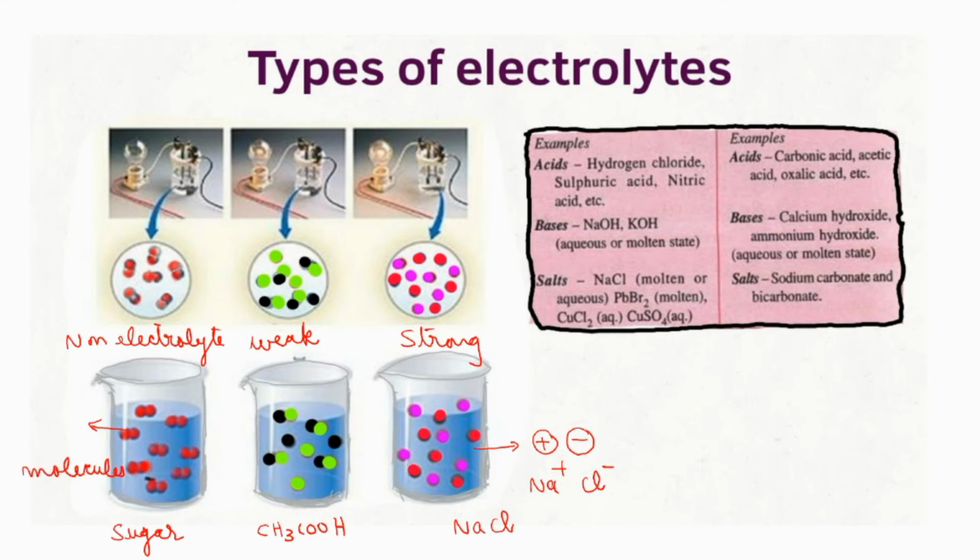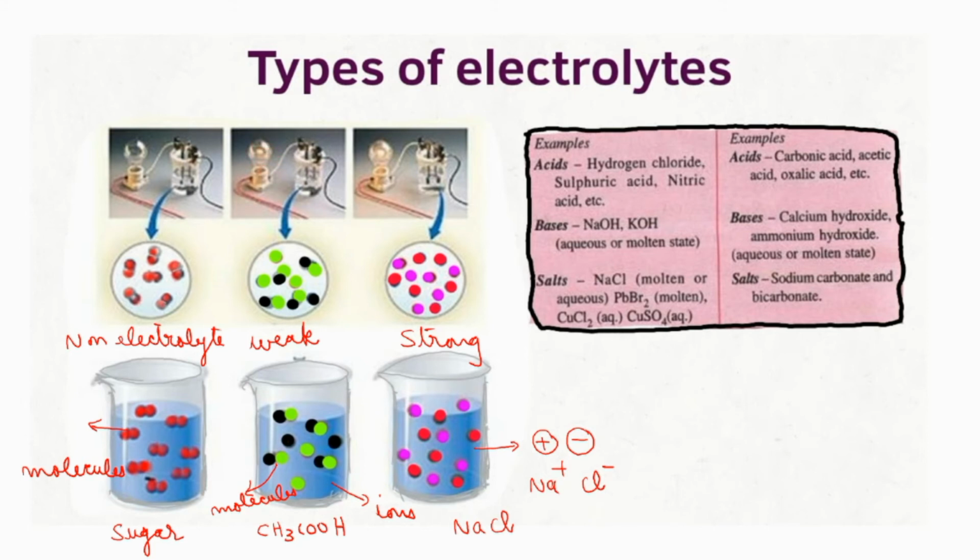Got it? At the same time, if you are taking some acetic acid solution and trying to pass electricity through that, see this one, the bulb is glowing dimly. Why is it so? The reason is that acetic acid will be ionizing in solution only partially. As a result, very few ions will be present in the solution and mostly it will be existing as molecules only. That is the reason the bulb is glowing dimly.